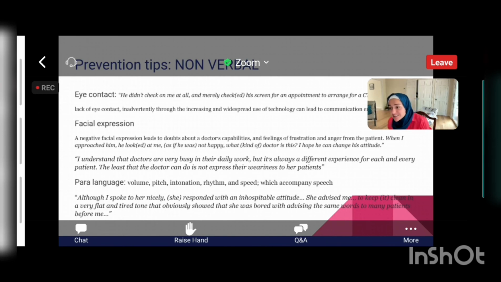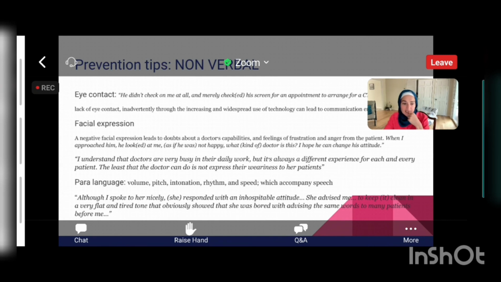So remember, that might have been your 30th patient that you've seen. You're tired, you haven't had any lunch, you're hungry, you're fed up, but the patient you're seeing, you're seeing him for the first time. So if you don't greet them with a smile, they don't feel welcomed. So that facial expression is very important.